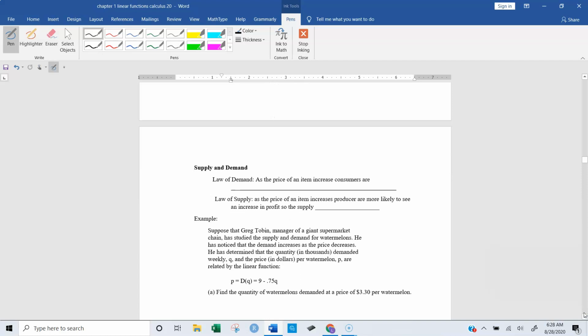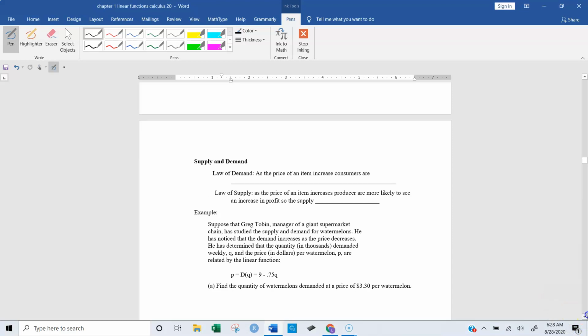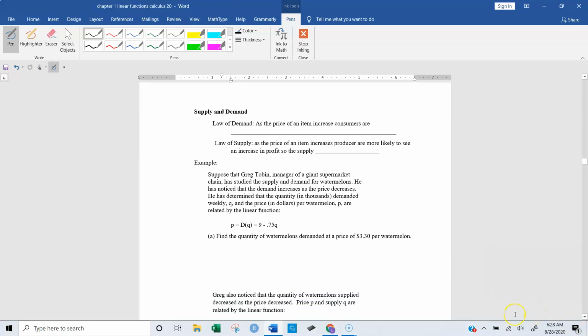These are your definitions. I think we should go over these just a little bit. They will not be on your test, but they will be talked about. So demand, as the price of an item increases, consumers are less likely to buy it. Less likely to buy. Okay, law of supply. As the price of an item increases, producers are more likely to see an increase in profit, so the supply increases. I know the wording is weird.